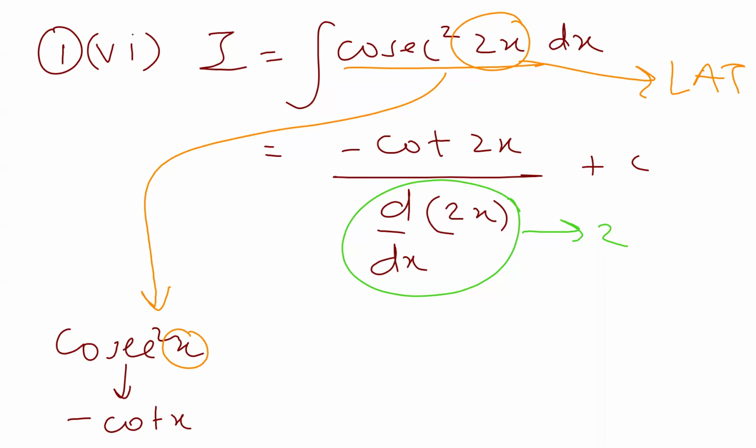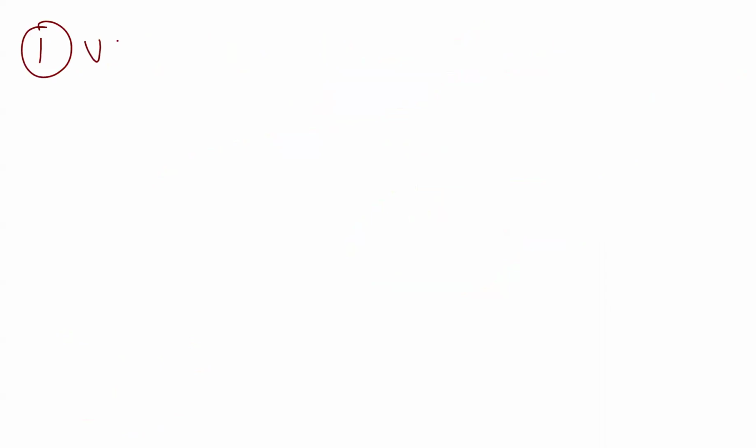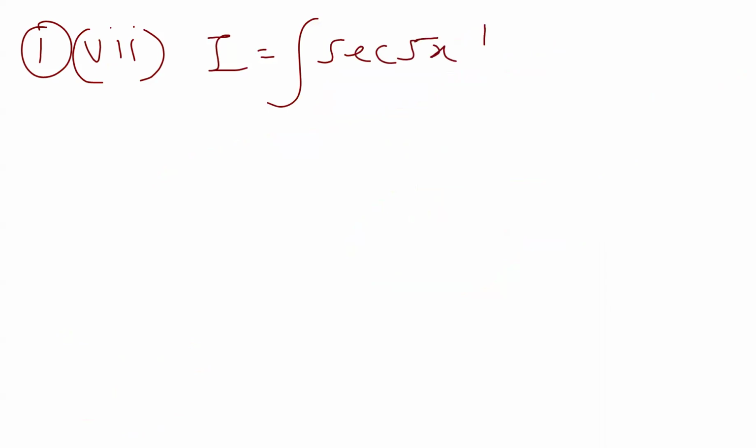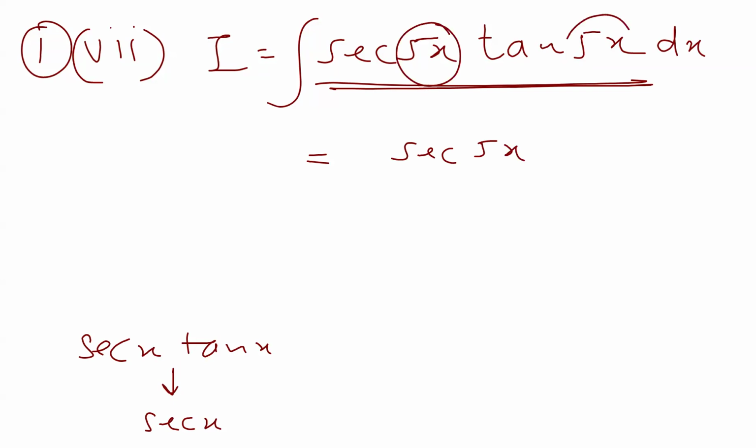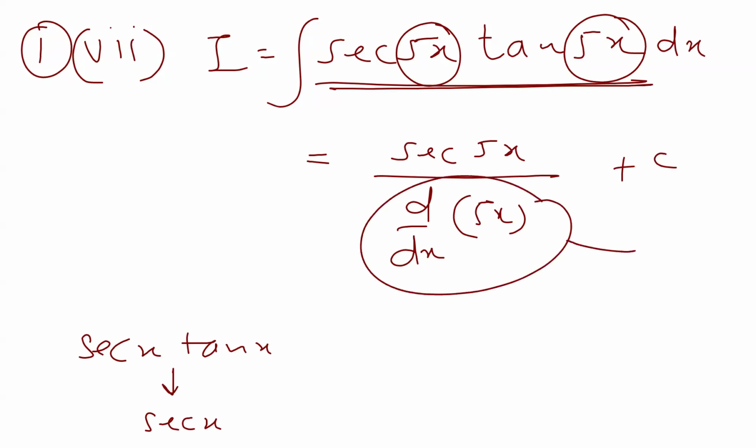Question number one, sub question 7. Integration of sec 5x tan 5x dx. Now we have a direct formula for sec x tan x, and the integral is sec x. So sec 5x tan 5x gives sec 5x. x is 5x, and 5x is a linear algebraic term, so upon d/dx of 5x, which is going to be 5.